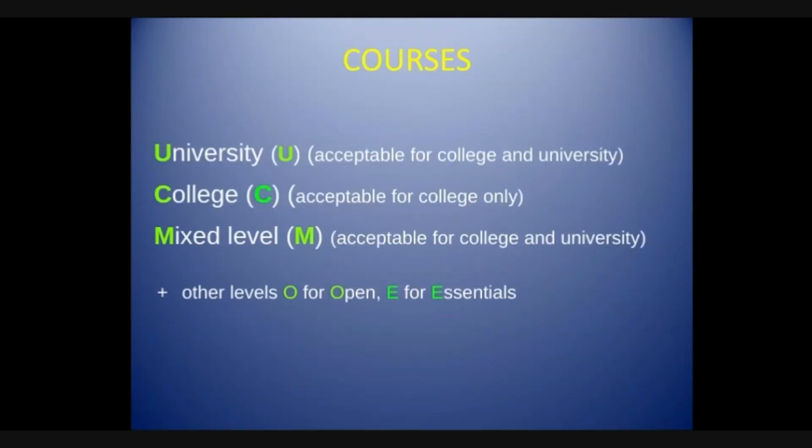In grade 11 and 12, the course codes are different from grade 9 and 10. Now we'll have course codes that finish with a U for university, which are acceptable for both college and university programs. You will have course codes with a C for college. We also have courses that finish with an M for mix, which is acceptable for both college and university. Courses that finish with an O or an E are open to all students, regardless of their future pathway.